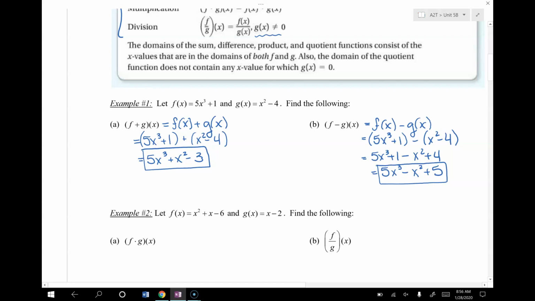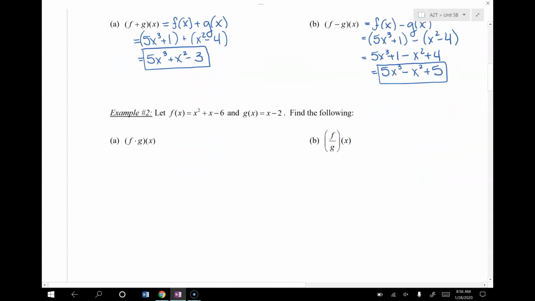Let's take a look at example number 2 with the other two operations. F times g of x, so that's f of x times g of x. Notice it's a closed circle. That means multiplication. This is going to have meaning in the next example. Okay, so we're going to take f of x, which was defined at the beginning, to be x squared plus x minus 6, and we're going to multiply it to g of x, which is x minus 2. All right, sorry about the sniffles, guys.